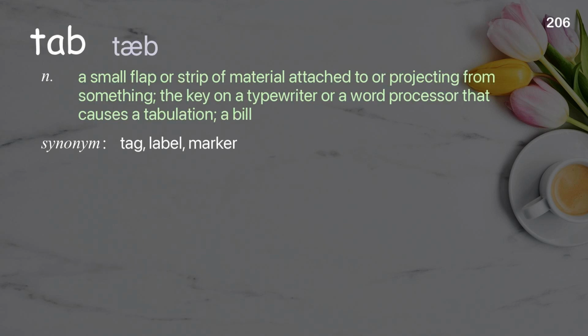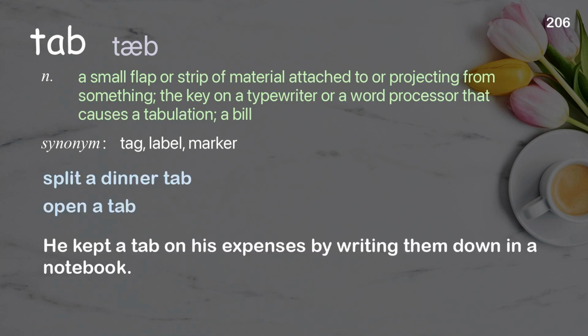Tab. A small flap or strip of material attached to or projecting from something. The key on a typewriter or a word processor that causes a tabulation. A bill. Examples. Split a dinner tab. Open a tab. He kept a tab on his expenses by writing them down in a notebook.